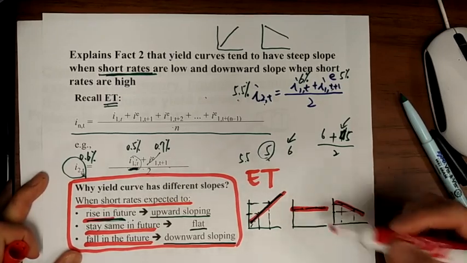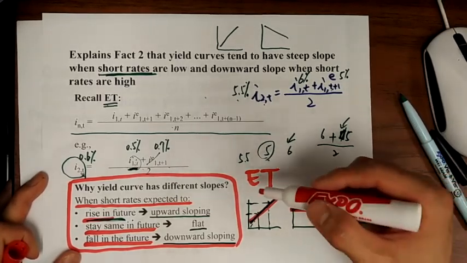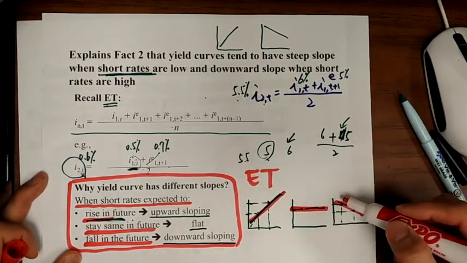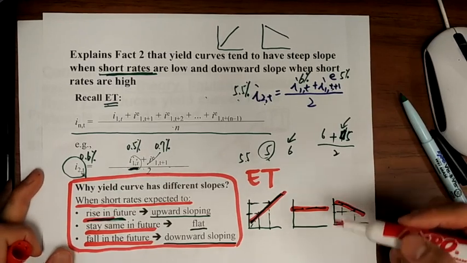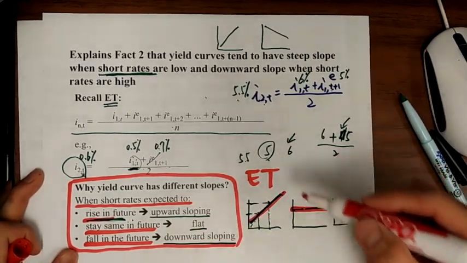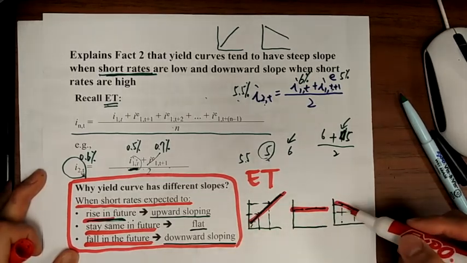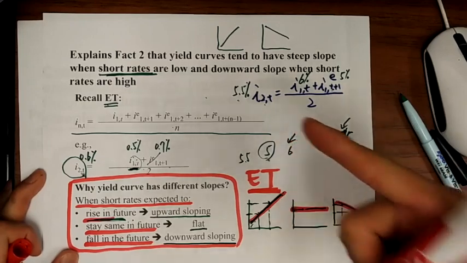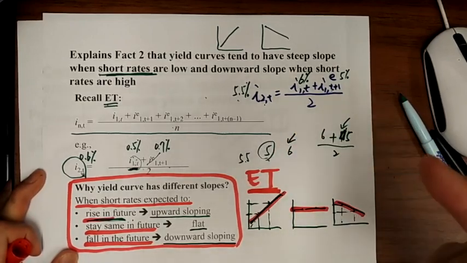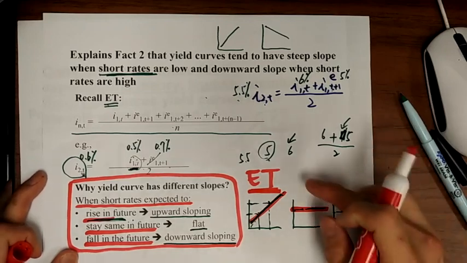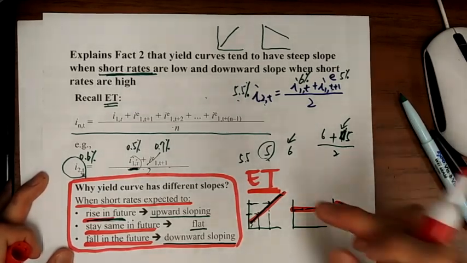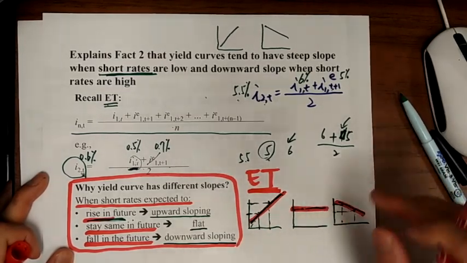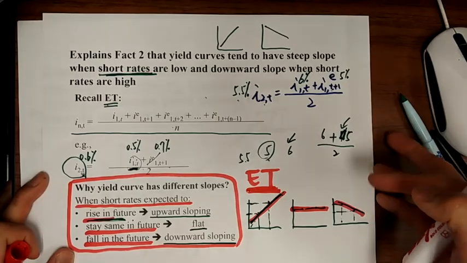If the yield curve is flat, then the market expects the short-term interest rate to stay the same. If the yield curve is downward sloping, then the market expects the short-term interest rate to go down. So yield curves implied by the expectation theory tell you what the market's expectation of the future is. That is very important. Unfortunately, these yield curves are not observed on the market because expectation theory is wrong.